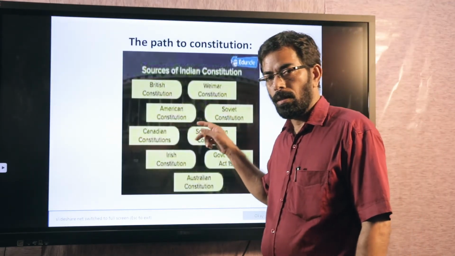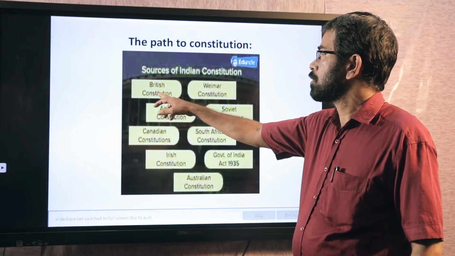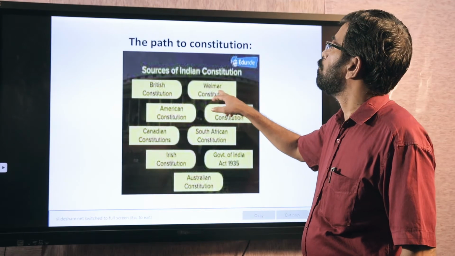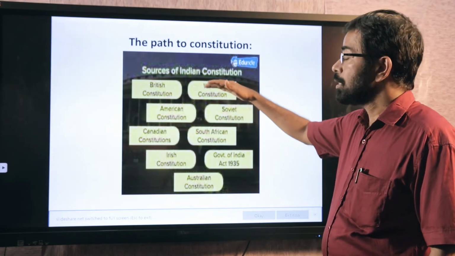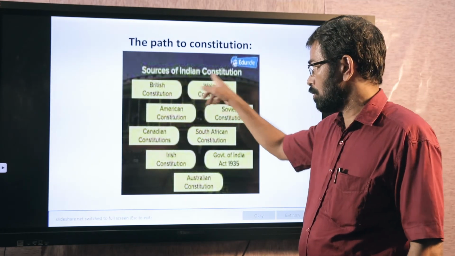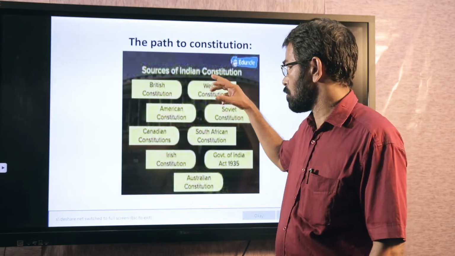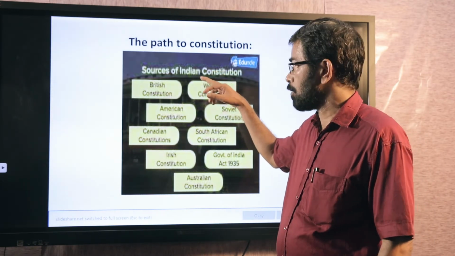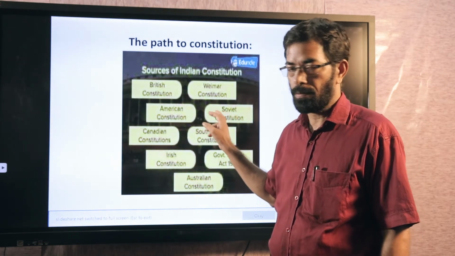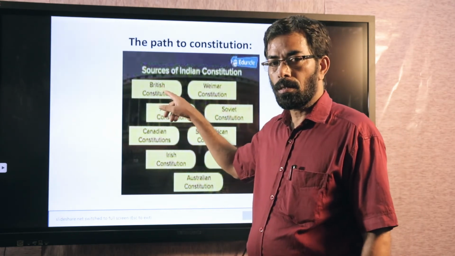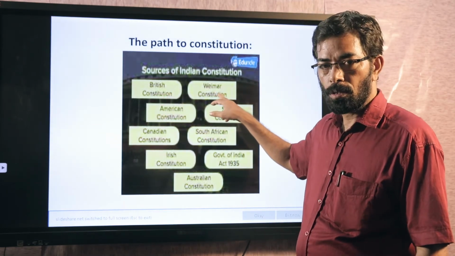You can see here the list of some countries: the British Constitution, Weimar Constitution, American Constitution, Soviet Constitution. These constitutions were the sources of the Indian Constitution. The principles of the Indian Constitution were mainly adopted from various constitutions of different countries. It adopted certain principles from the British Constitution. Weimar Constitution means the Constitution of Germany.